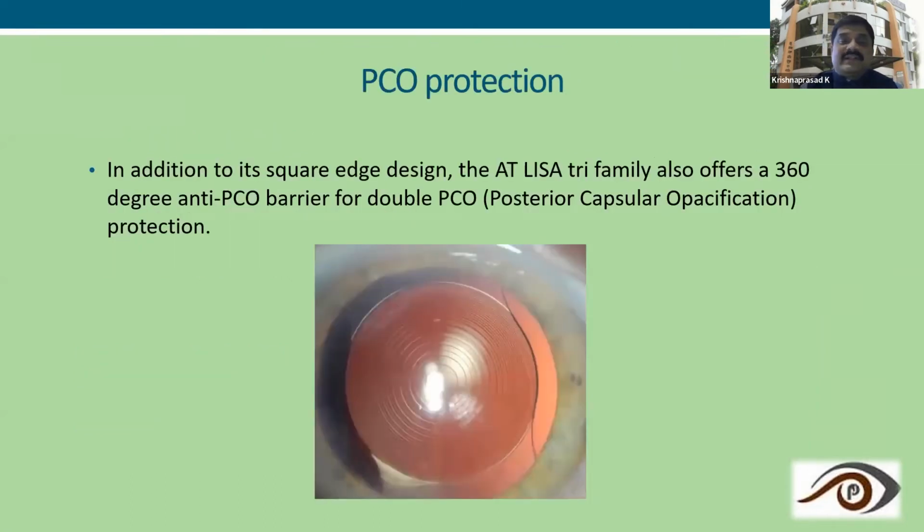And one more advantage, these lenses are 4 haptic. I can say it's a 4 haptic lens. Some people call it a plate haptic. It is something called a hybrid lens, hydrophilic with a hydrophobic surface. Along with that, it also has an anti-PCO barrier on the posterior surface of the lens.